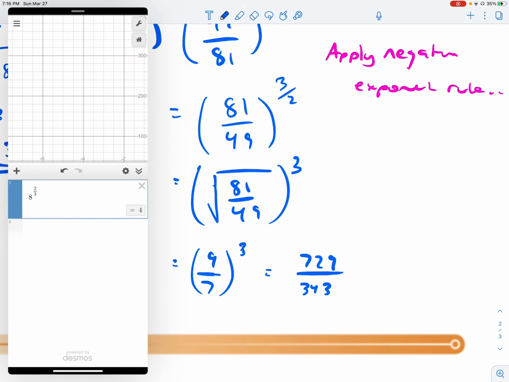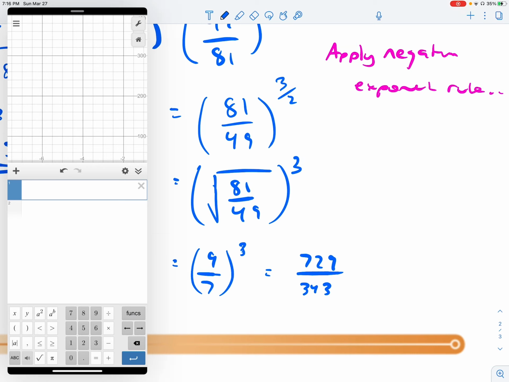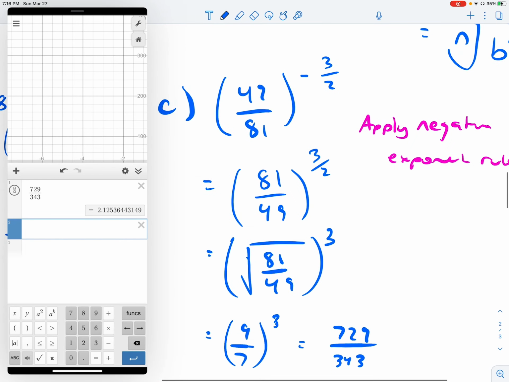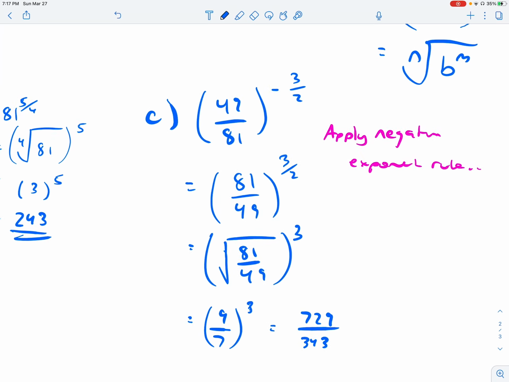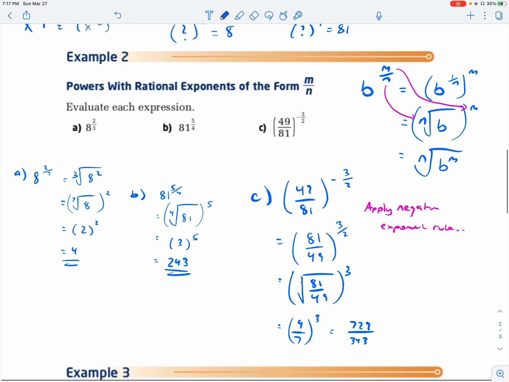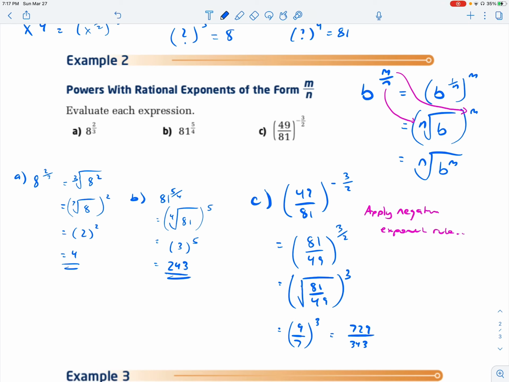Let's do a quick check. 729 divided by 343 is about 2.2. And let's put our original power in: 49 divided by 81, to the negative 3 over 2. And we get the same value. So you can see all the operations that we did were correct. Okay, that's it for this example. I'll see you in the next one.